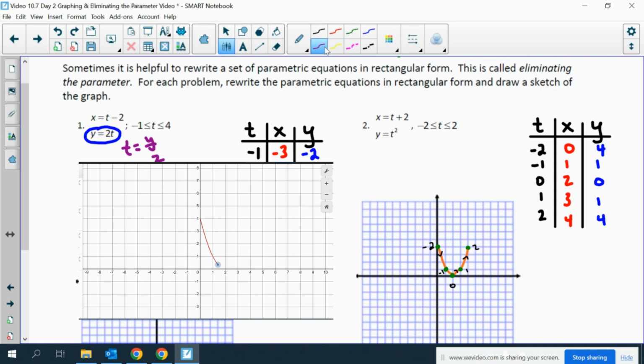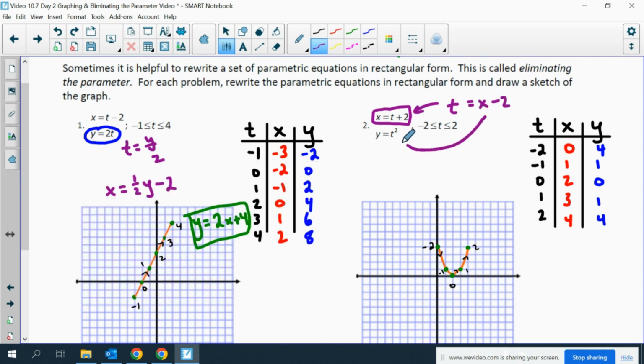Similarly, for number 2, if I want to solve for t, I can take this x component, say t equals x minus 2, and then make that substitution in here. So y equals (x minus 2) squared.